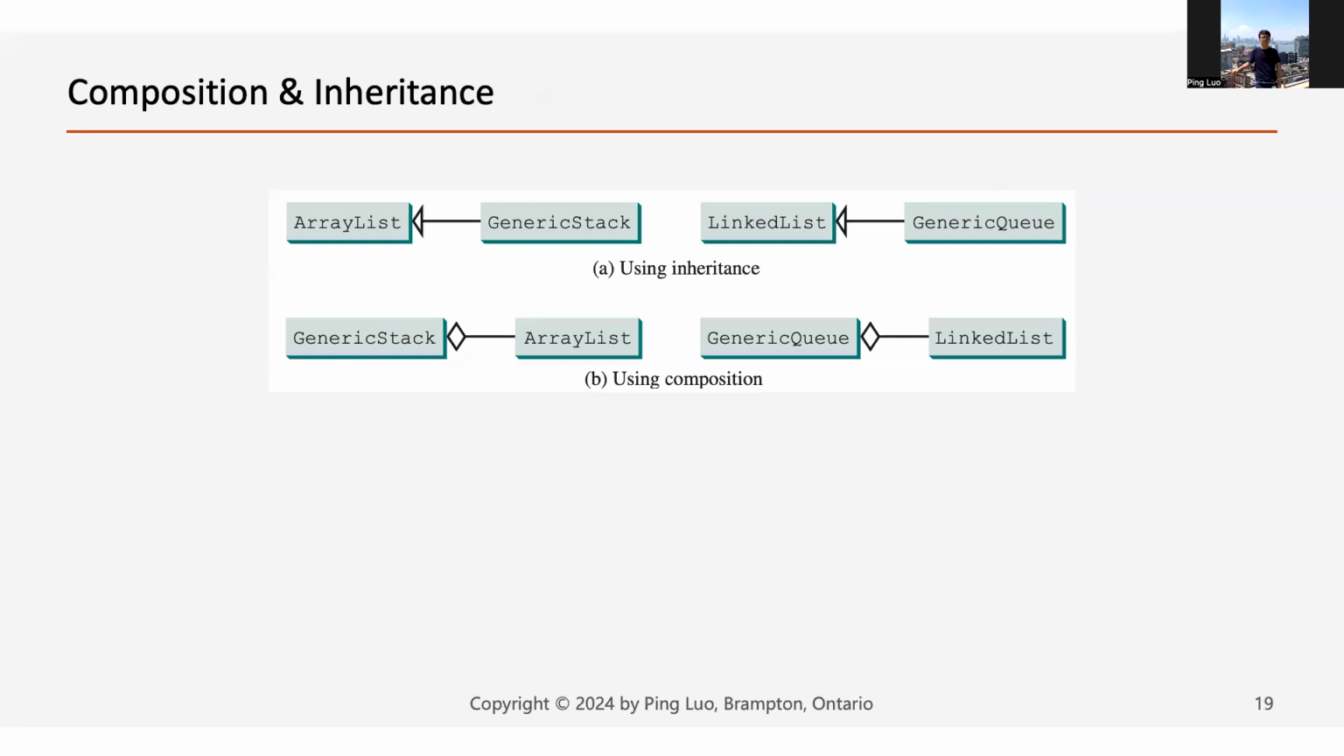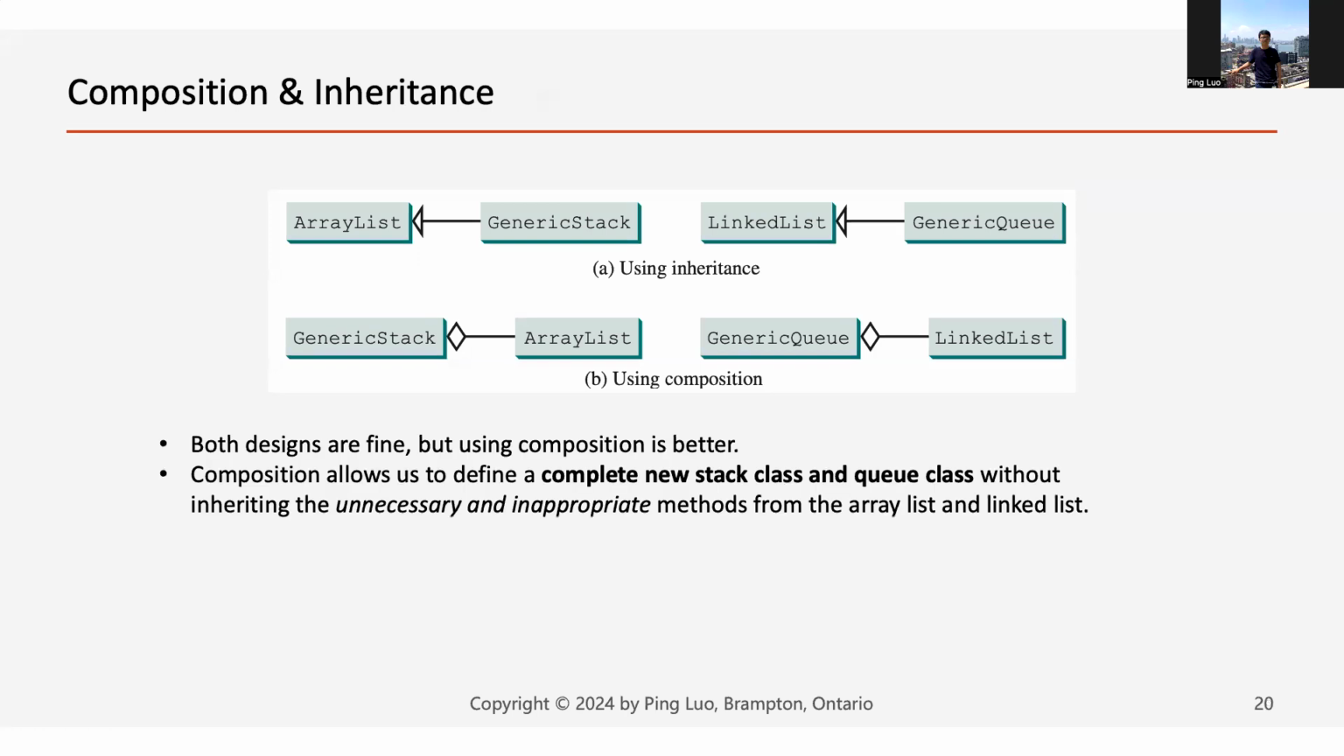You can see all those implementations are just based on lists, based on arrays. So of course, we can also use linked list to do that. We can use inheritance or composition, because all these methods are already implemented in this generic class, so we can use it directly. But it's better to use composition this time, because composition allows us to define a completely new class. It doesn't inherit everything from the other class.